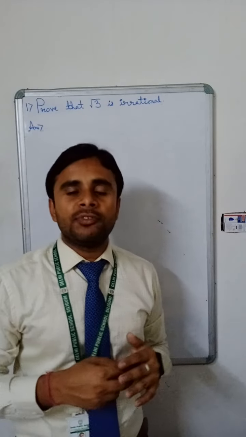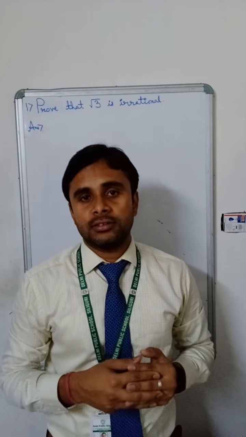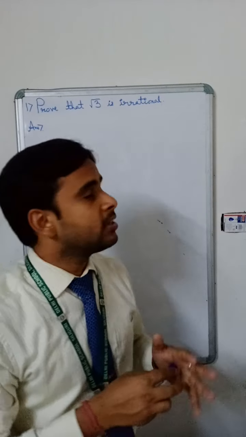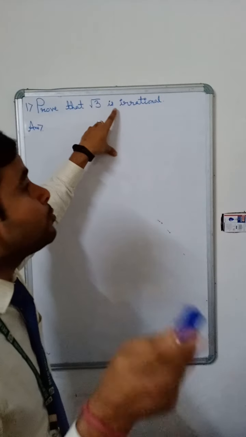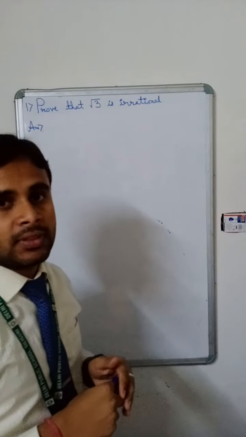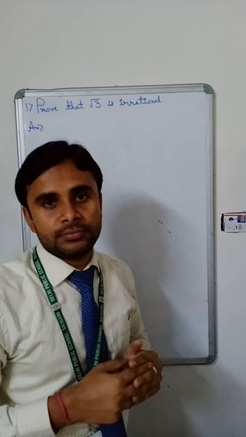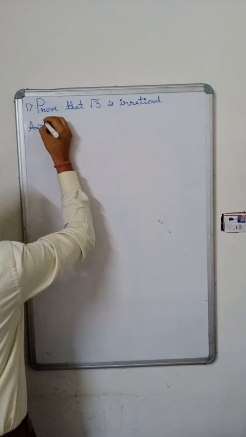So, how to do this particular sum? To prove this sum, we are going to use the method of contradiction. What is this method of contradiction? First of all, we are going to assume that root 3 is a rational number. We have to prove that it is irrational, but we will assume that it is rational, and we will prove that it is wrong. So let us begin this sum by making an assumption.